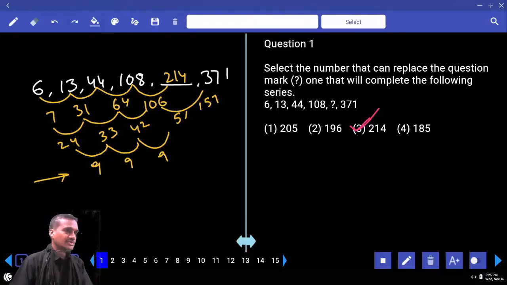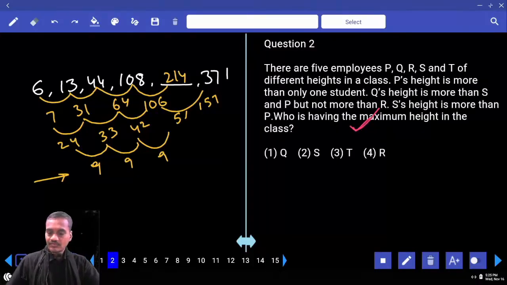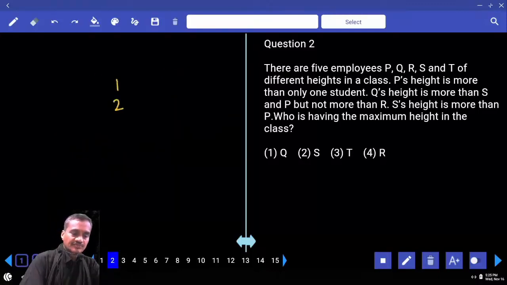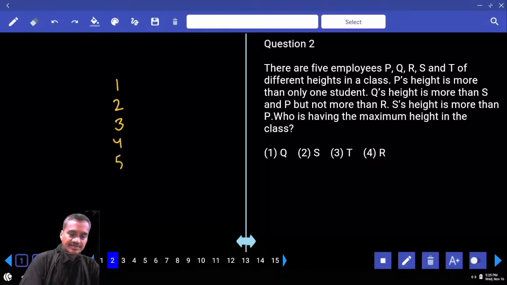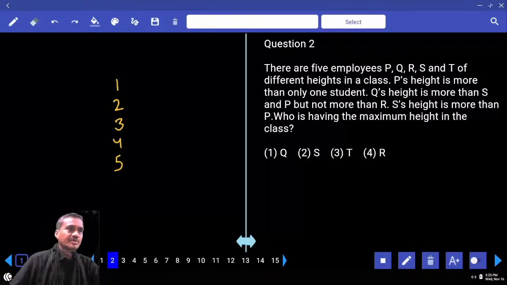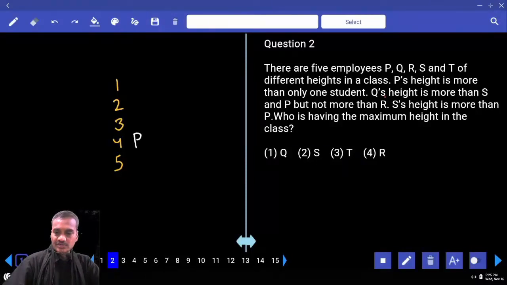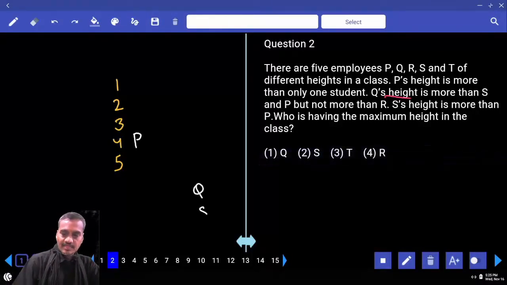Then coming to question number 2. Now in the second one, there are 5 employees, P, Q, R, S and T, and they are of different heights in a class. Now these 5 persons are being compared in the heights. And P's height is more than only one student and lesser than the remaining 3. And next one, Q's height is more than S and P, but not more than R, but lesser than R.